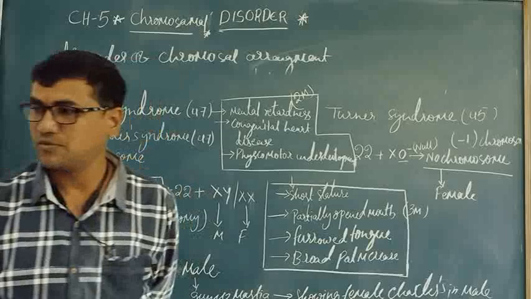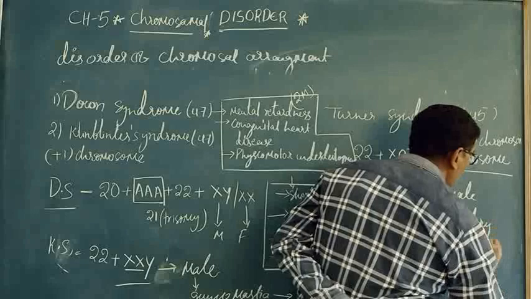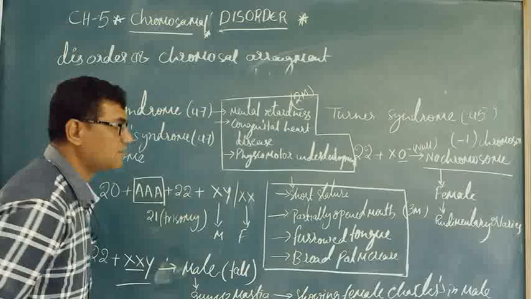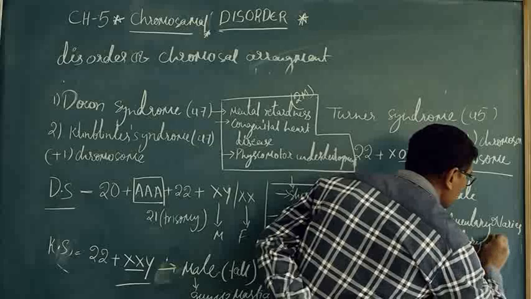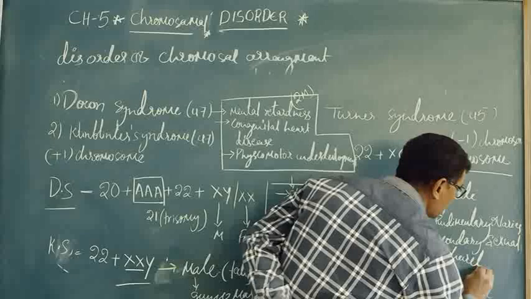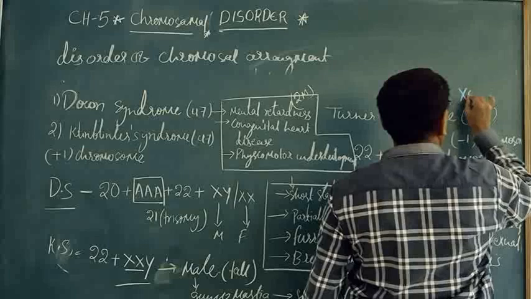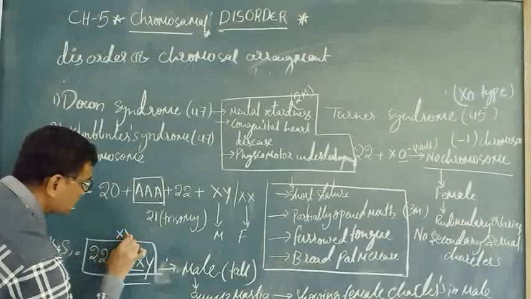In Turner syndrome, they have rudimentary ovaries, meaning non-functional ovaries. Generally they are short females with rudimentary ovaries and no secondary sexual characters. So here the chromosome is XO type. In Klinefelter it is XXY type, and in Down syndrome it is 21 trisomy type.